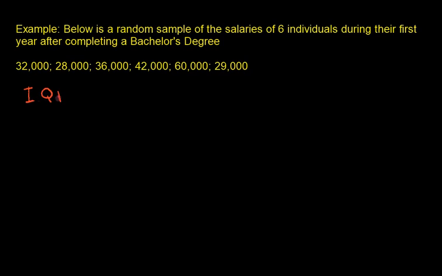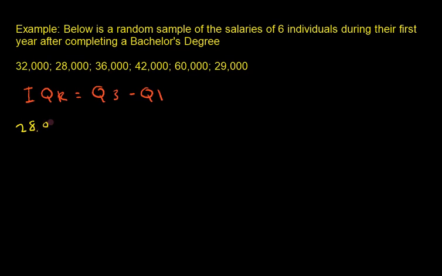So IQR, this is the third quartile minus the first quartile. To calculate that, I'm going to need to calculate the third and the first quartile. So I need to remember how to do that. First thing I'm going to do is sort my data.